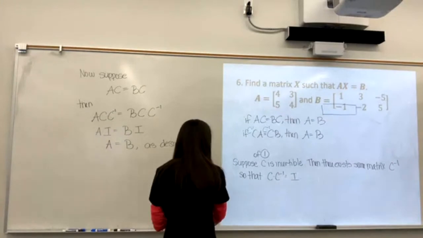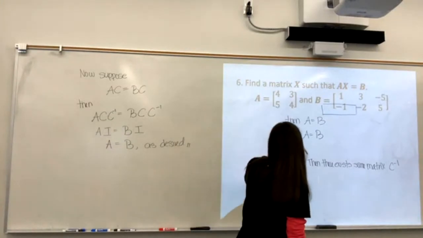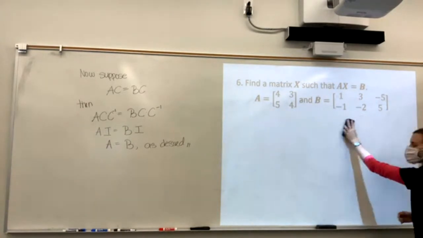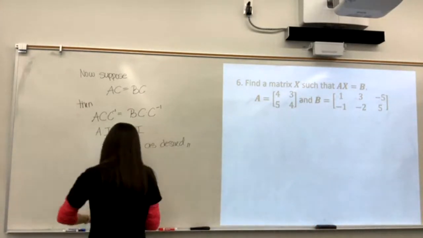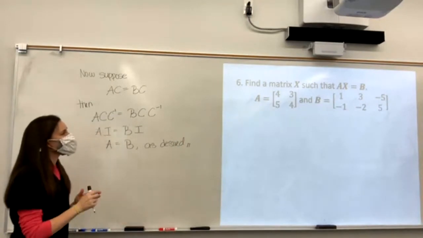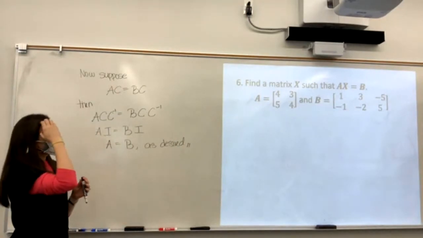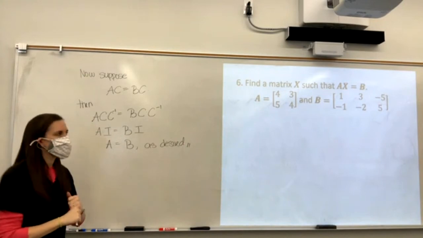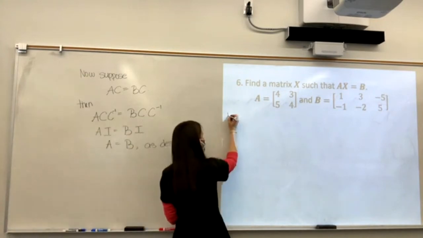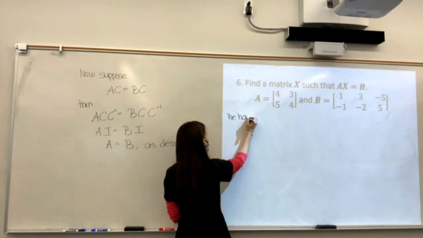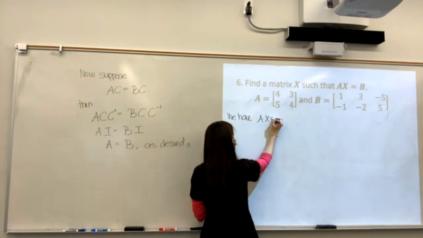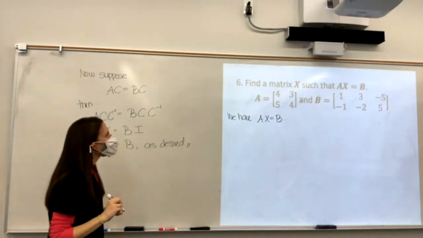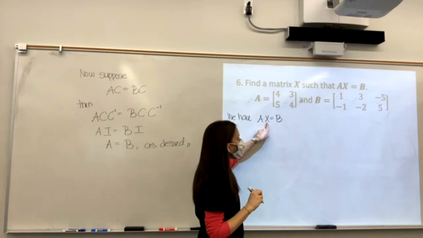All right, so here's an example. We haven't done any examples yet, so let's do an example today. Y'all are like, please give us a break from all these proofs. All right, so let's find a matrix X so that A times X is equal to B. So we have the equation AX equals B, and we want to solve for X.